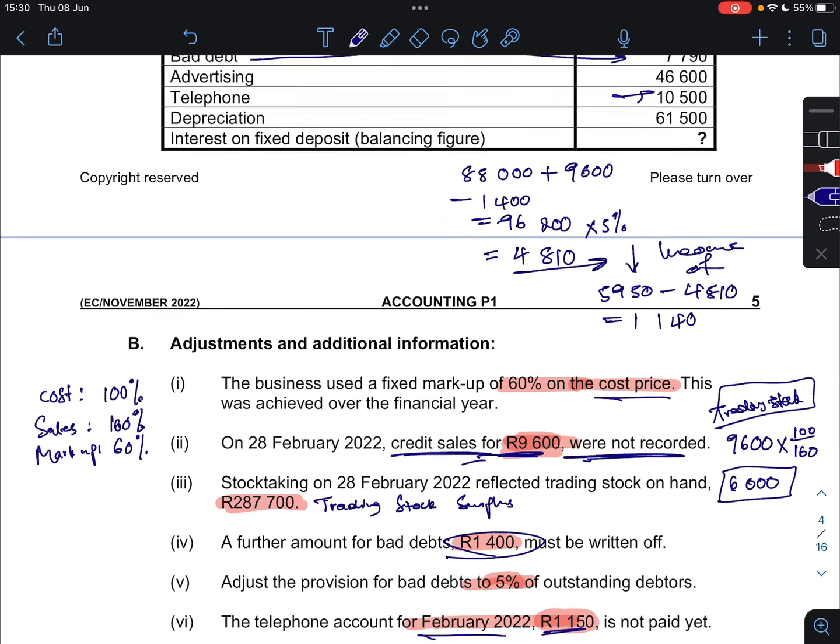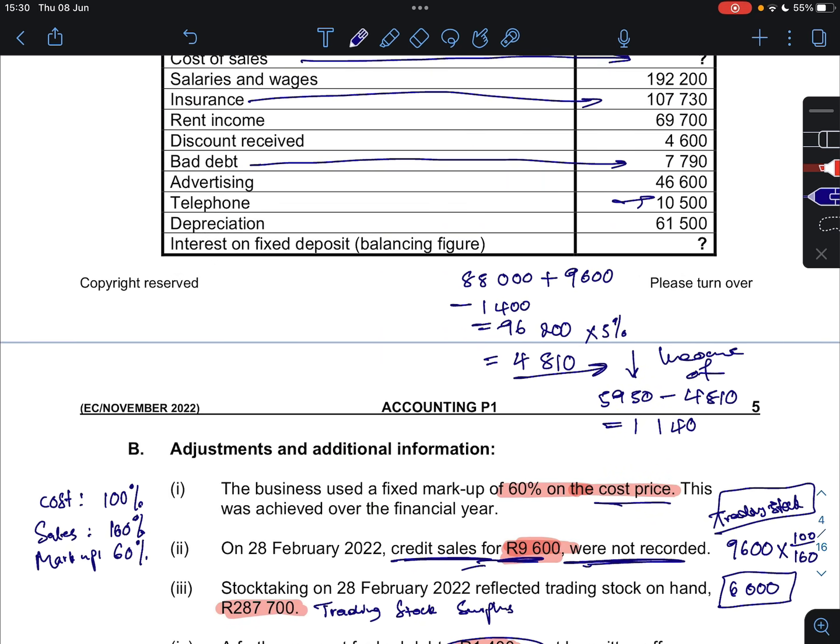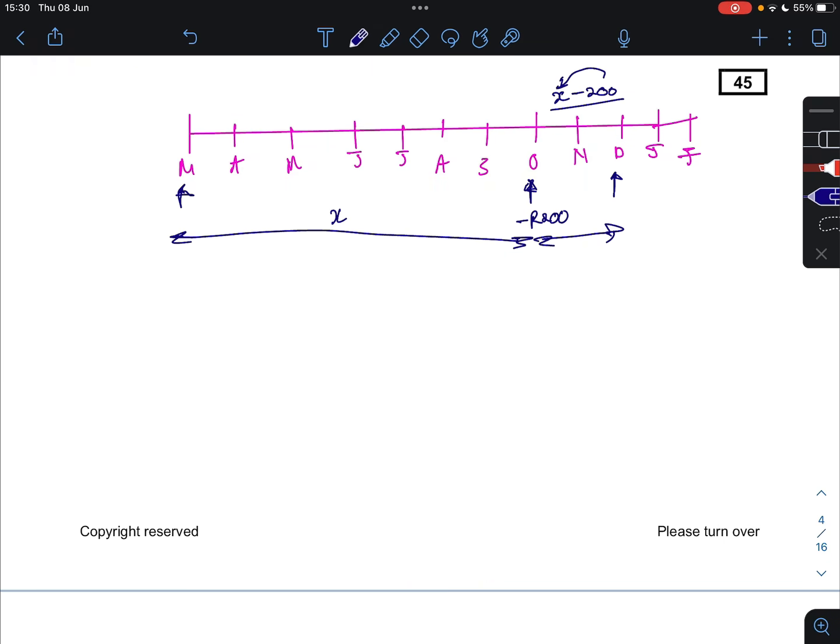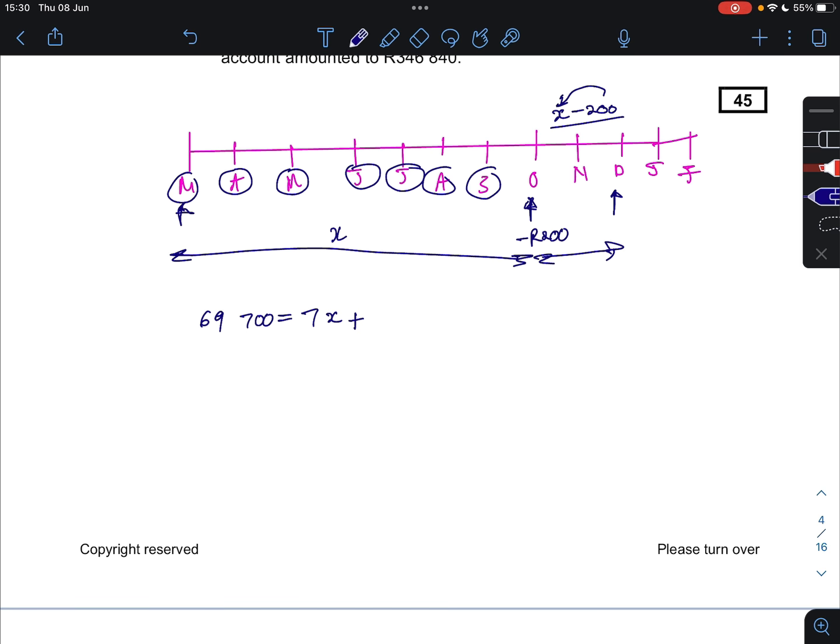So we are going to say, what's this amount that we are given for rent income? It's 69,700. So 69,700 is equal to how many months did we pay X? 1, 2, 3, 4, 5, 6, 7. 7x plus how many months did we pay X minus 200?